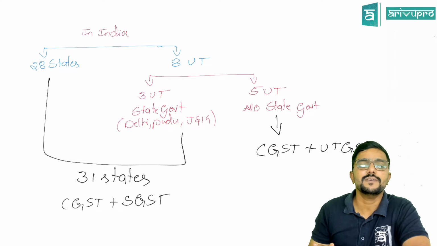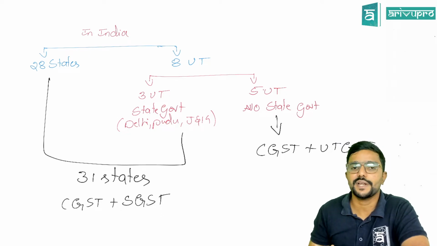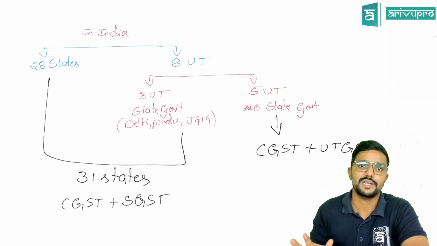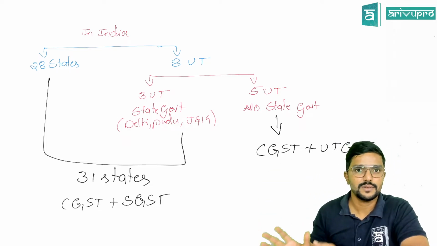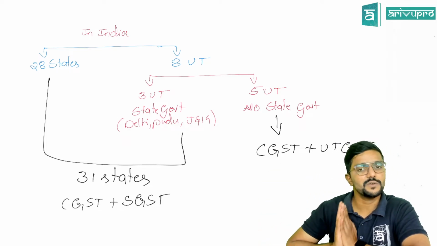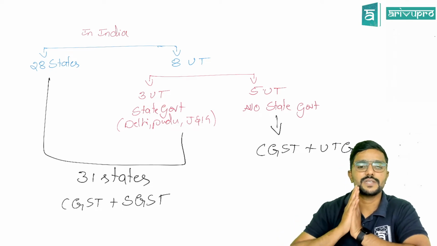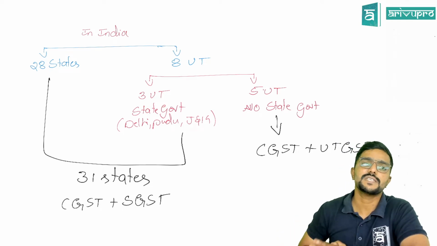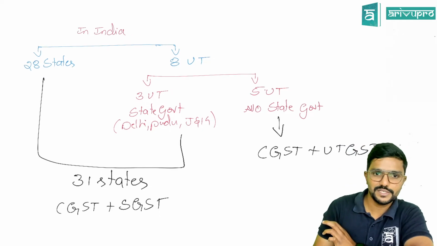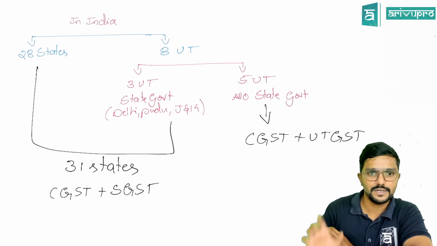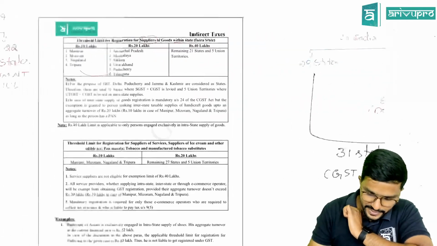Whenever I use the term Delhi, Puducherry and Jammu Kashmir, I use the term state only, guys. Clear? Geographically, yes, they are union territories, but for GST, we know that it is a state. So whenever I use the name of these 3, we call it a state only. Clear? Fine? So please take this down. Hope you have taken it down. Let me continue.